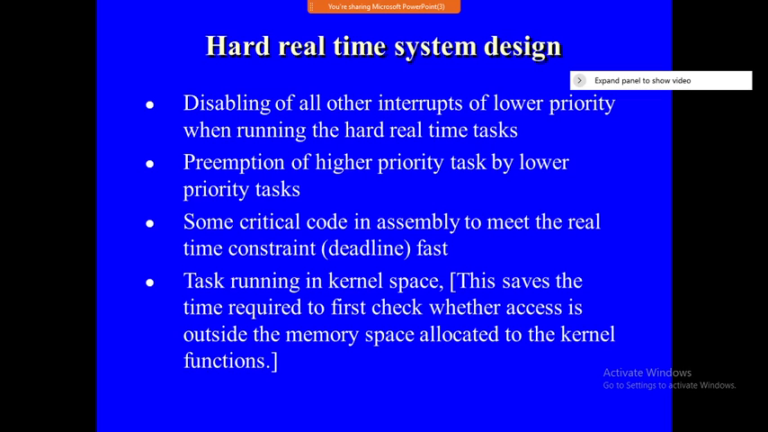Here, all other interrupts of lower priority are disabled when running the hard real-time tasks. That should be taken care of. Preemption of the higher priority task by lower priority tasks is not allowed. Some critical section code is written in assembly to meet the real-time constraints faster. The tasks are running in the kernel space. Because tasks are running in the kernel space, it takes less time and it increases the performance of the system.